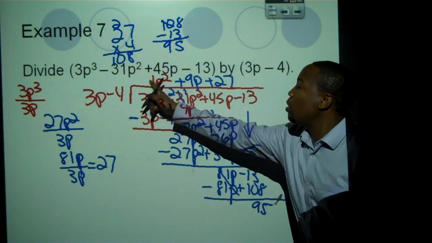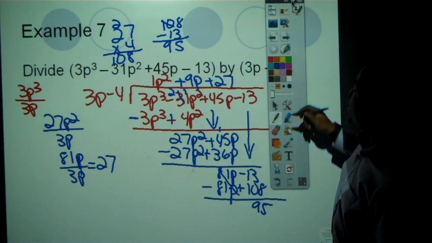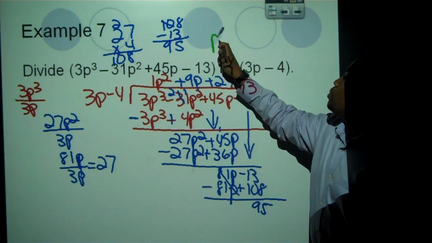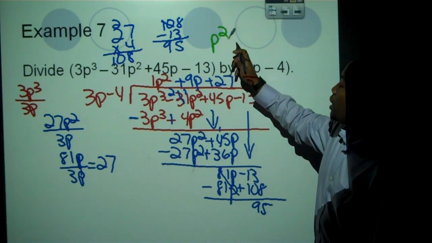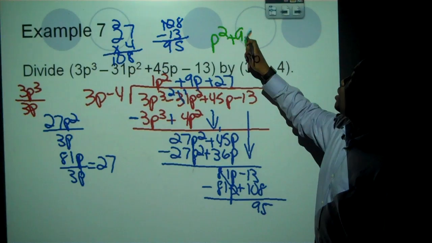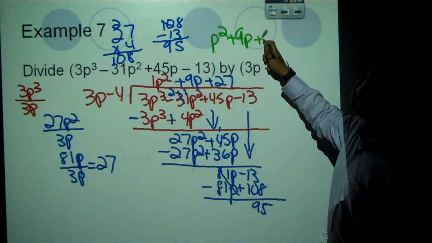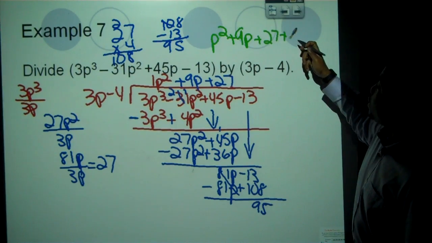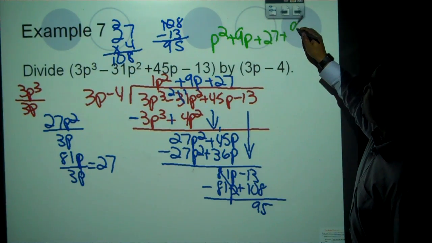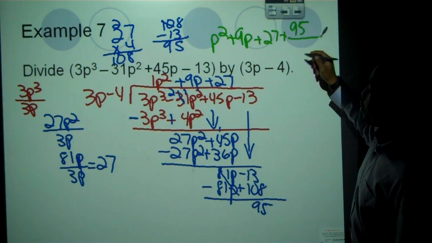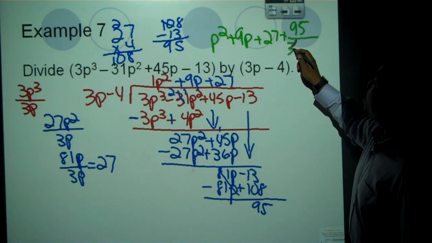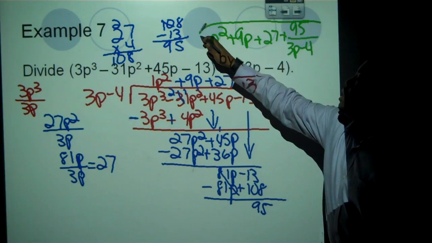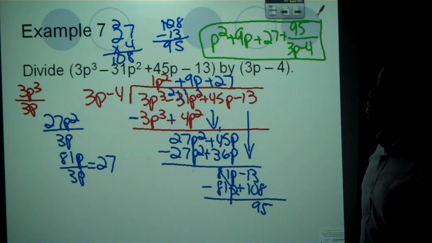So 95. So what's my answer now? My answer is just the quotient with the remainder. I'm going to write my answer in green. So that would be p squared, or 1p squared, whatever way you want to write it, plus 9p plus 27. And then we're going to take this, because it's a positive sign, 95 over 3p minus 4. And as you see, we are done.